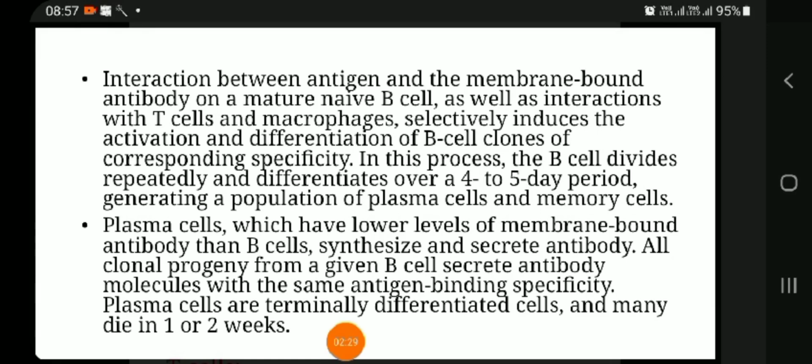Plasma cells circulate in the blood for 1 to 2 weeks. After that they die, and if the body encounters any new kind of antigen, plasma cells will again be differentiated from naive B cells and the cycle will continue.